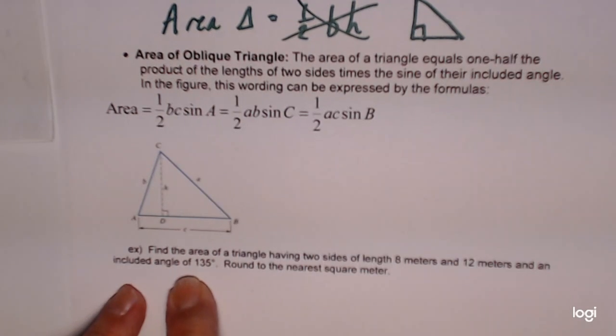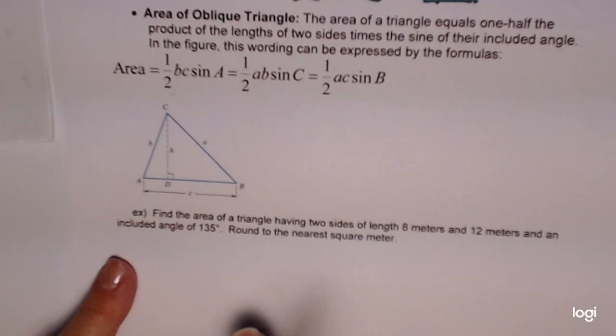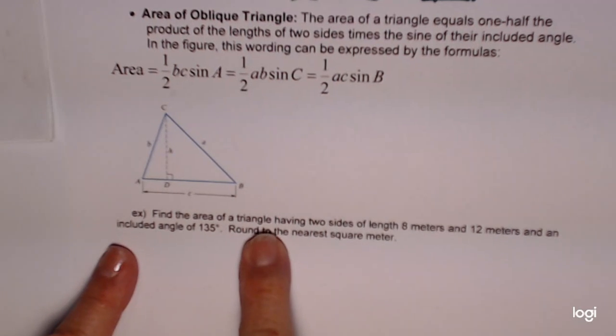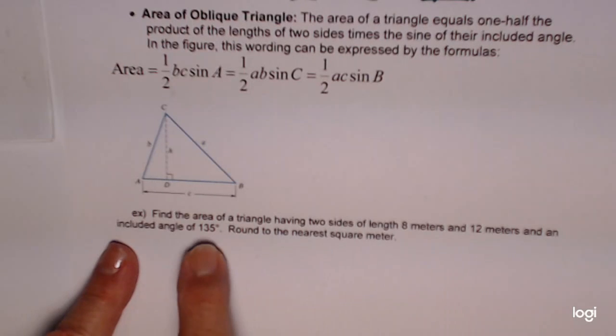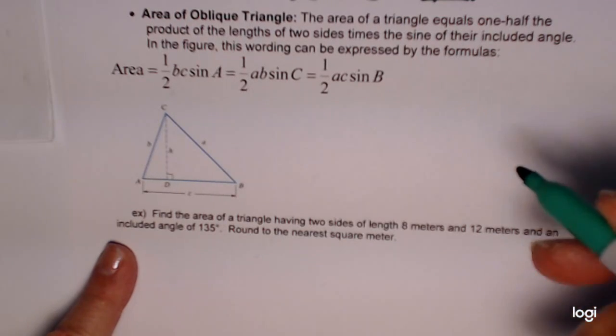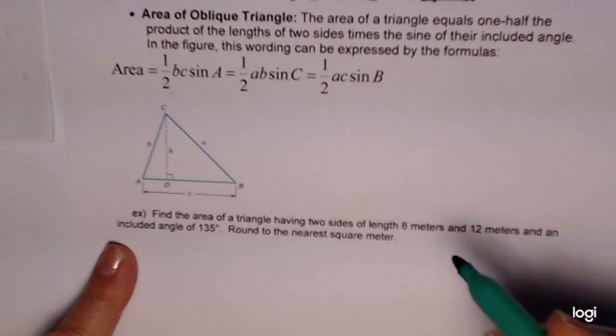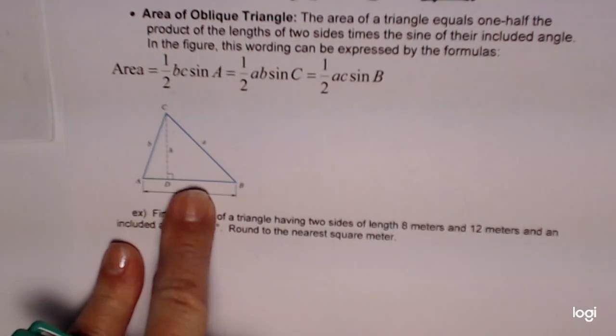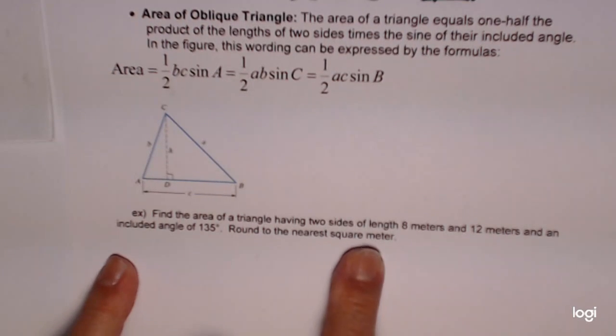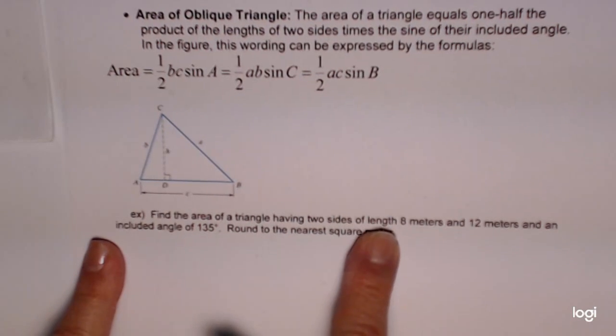So let's take a look at an example as usual. Here we want to find the area of a triangle having sides of length 8 and 12 and an included angle of 135 degrees. So we haven't named these. We could, if you wanted to. Let's go back here. Maybe we don't want to mess with that if it's not accurate.